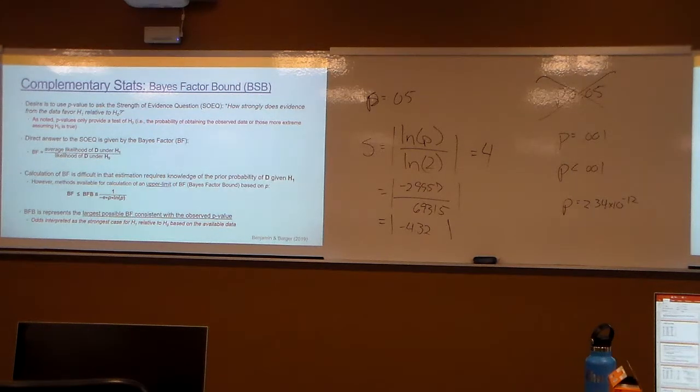The Bayes factor bound represents the largest possible Bayes factor that could be consistent with the p-value that you've observed, okay? And we're interpreting this as the strongest case for your alternate hypothesis relative to your null based on the data that we've got, right? So essentially it's giving you an odds ratio, and it's saying under the best possible circumstances, this is the maximum, the peak of the strongest case for the alternate relative to the null hypothesis, okay?